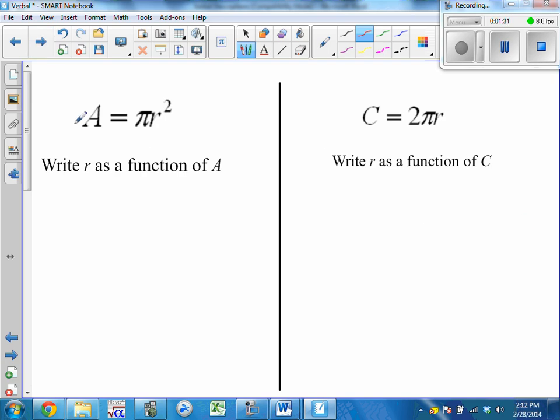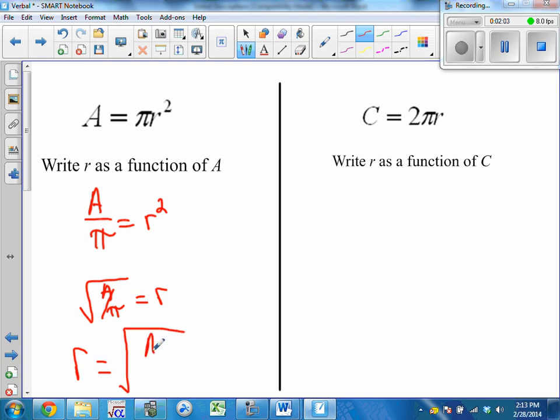So for example, A equals pi r squared, the area of a circle. We want to write r as a function of A. So what that means is we want to end up with r equals. So I have to try to solve for r. My first step would be to divide by pi. And my second step would be to take the square root of both sides. Now normally we have to worry about square roots of doing plus or minus. Since we're talking about area and radius, I'm not going to worry about that right here because you can't have a negative area or a negative radius. So here is r as a function of A.